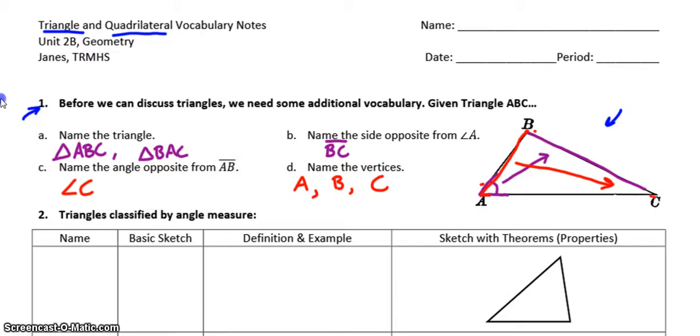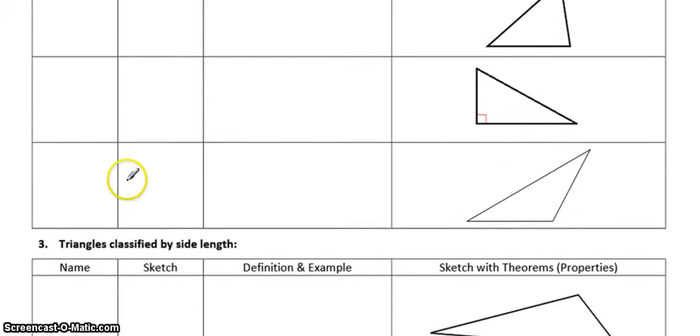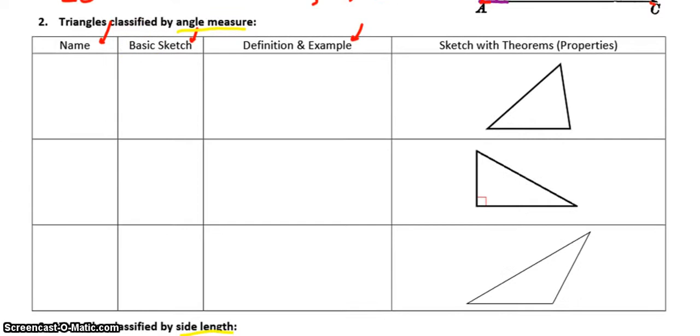Next, we can go ahead and answer number 2 by filling out this grid, including the name of each kind of triangle, a basic sketch including any markings, and a written definition and a real-world example of where that triangle might occur. So, there are 2 ways to classify triangles. One by angle measure, how large or how small those angles are, and the other by side lengths, whether it has any congruent or equal side lengths. We'll start with the angle measure.